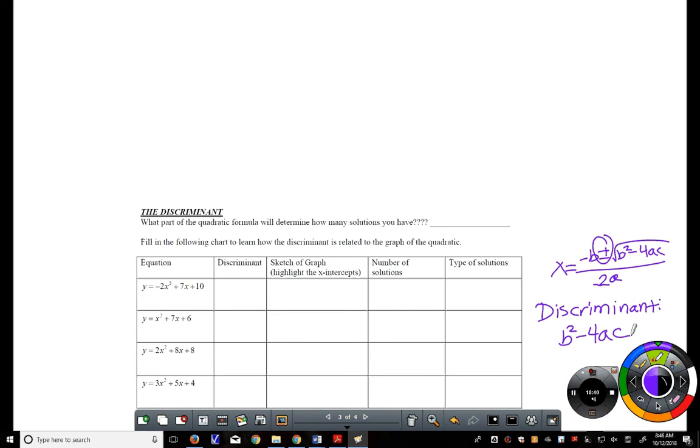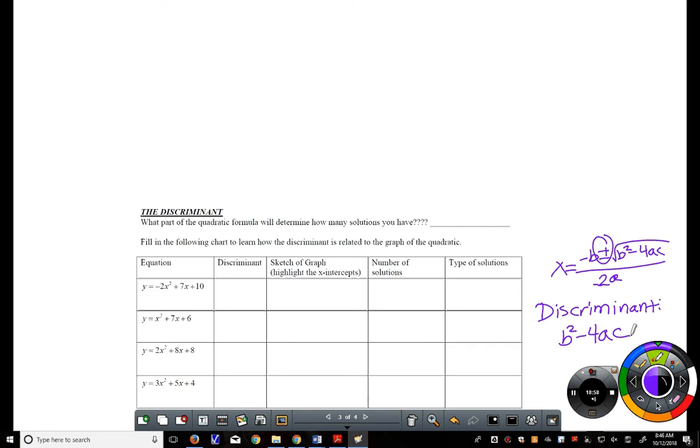So we're going to split up the work. I will do the first one, okay? We're going to have that side of the room do the second one, so these 3 groups along that wall, okay? You guys are going to use this equation and find the discriminant. Middle groups, you guys are going to use this equation to find the discriminant. And this side of the room, you guys are going to use the last equation and find the discriminant, okay?